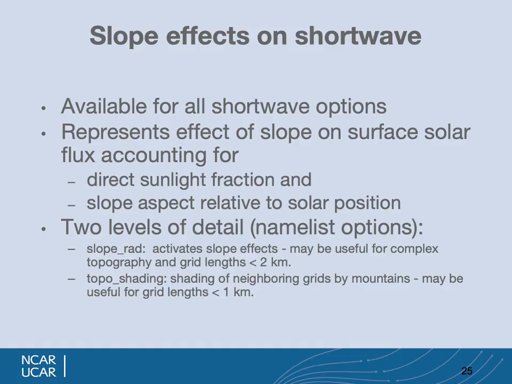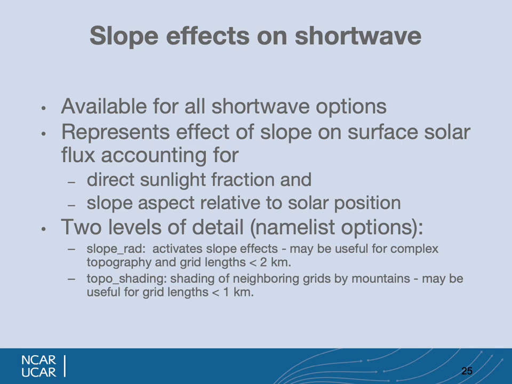There's two levels of detail. The first one is slope rad, which activates the slope effects, and is the direct change of radiation relative to the solar angle and the slope aspect. The second level of detail, which is probably for much higher resolution, is topo shading, where actually neighboring grid cells can be shaded by mountains.